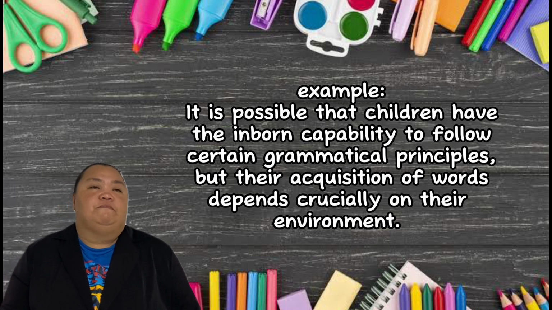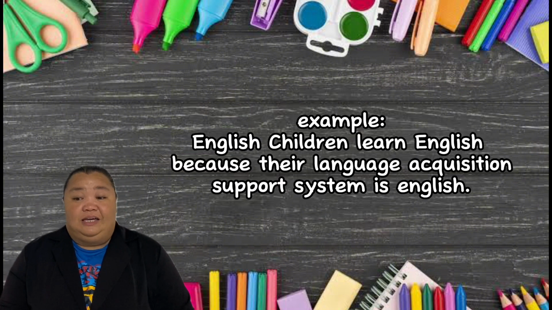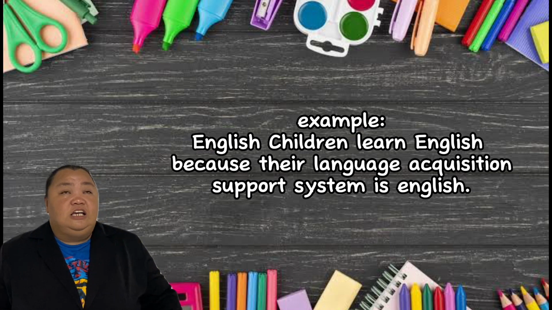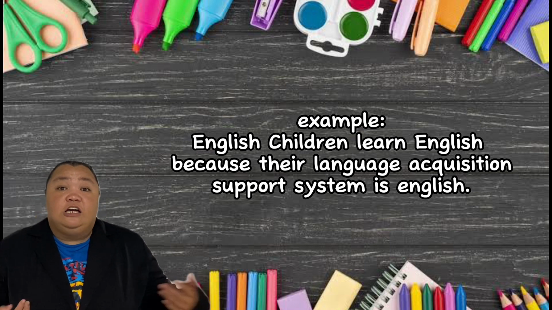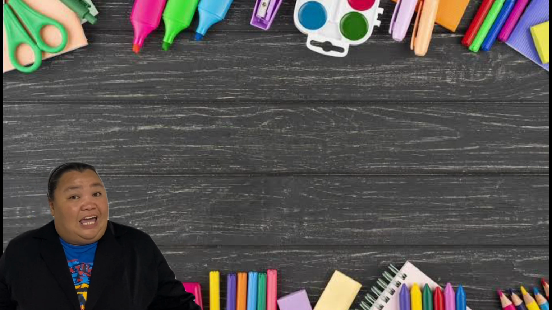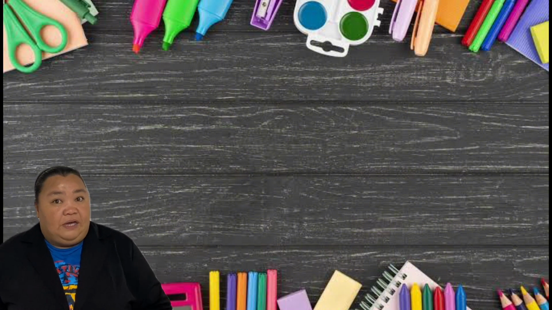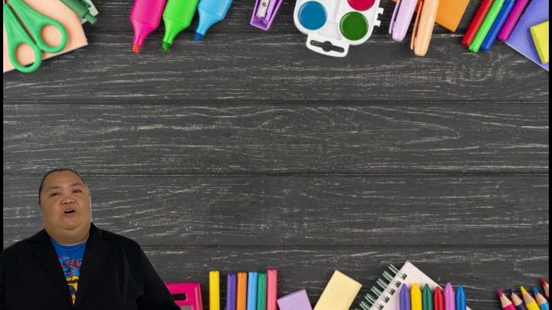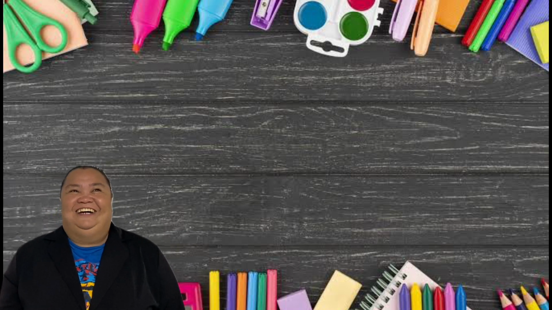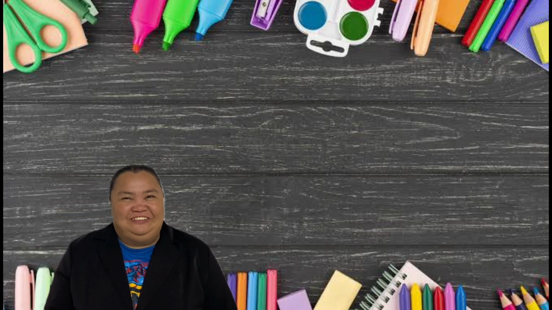An example is, it is possible that children have the inborn capability to follow certain acquisition of words, depending crucially on their environment. So, for this example, English children learn English because their language acquisition helps them to speak English. So that is the end of our lesson 2.